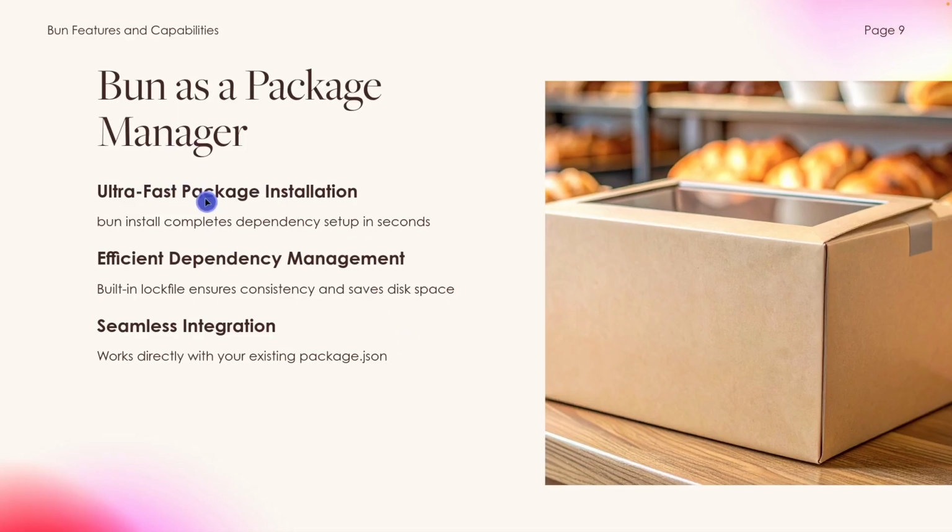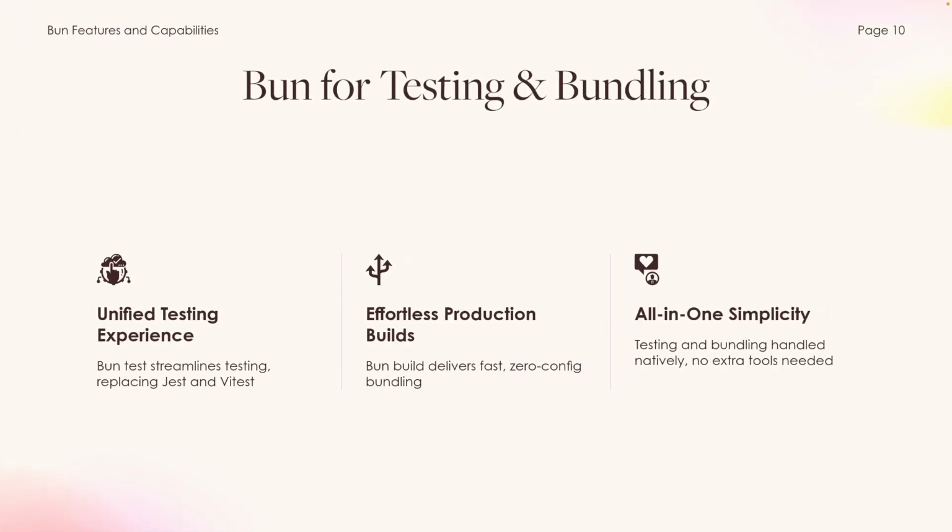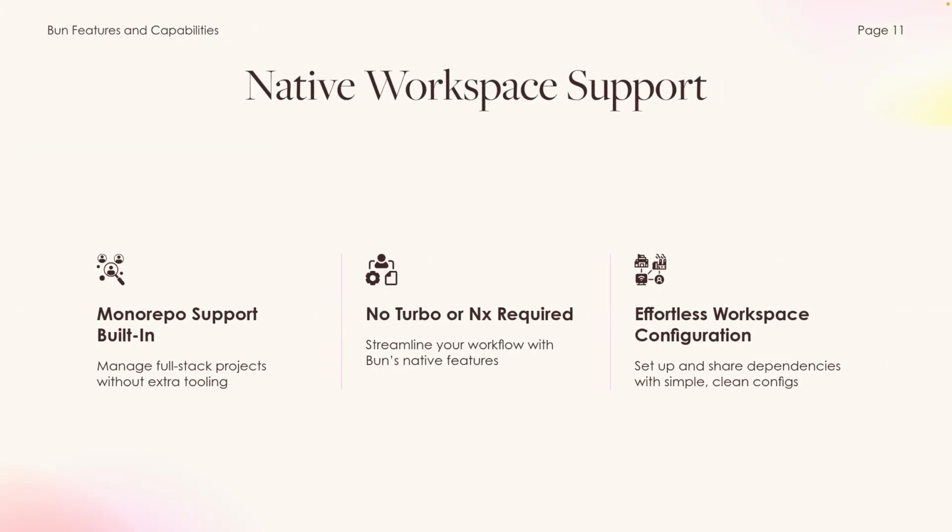So what is replacing what in Bun? Bun has its own runtime. Where there is PNPM or yarn, there is bun install and bun add. Similarly, for npx, there is bunx, right? Bun is for testing, bundling, and all the runtime. Everything is there inside Bun. It has monorepo support, which manages the full stack project without extra tooling. No Turborepo or Nx or PNPM workspace is required.